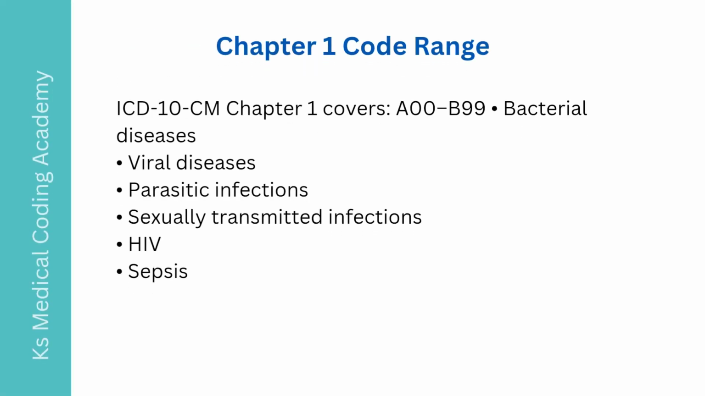Chapter 1 Code Range. ICD-10-CM Chapter 1 covers code range A00 through B99. This chapter includes bacterial diseases, viral diseases, parasitic infections, sexually transmitted infections, HIV, and sepsis. Correct identification of infection type is essential for accurate coding.